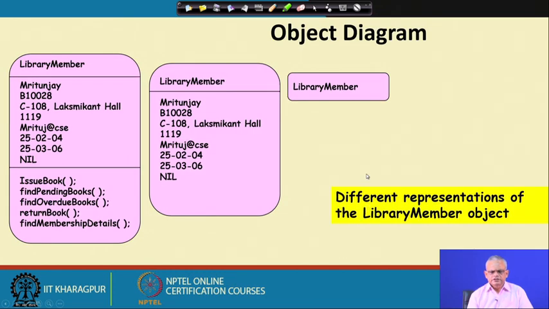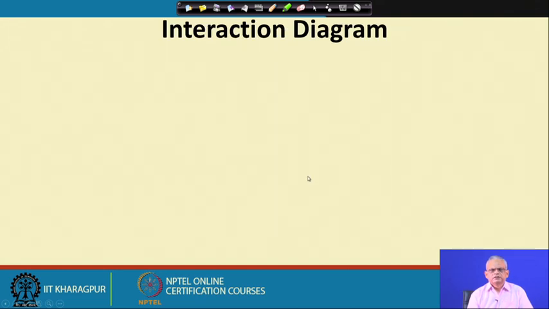The object diagram, just like a class diagram, can either appear with the name of the object or some attributes of the object or the methods that are available. And here it is a rectangle with rounded edges. So far we have looked at the use case diagram, the class diagram, and the object diagram is simple, we did not spend too much time.